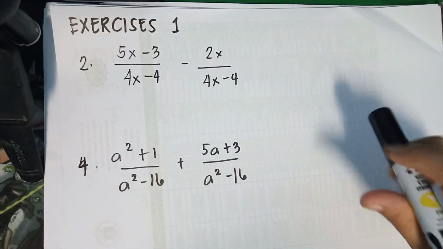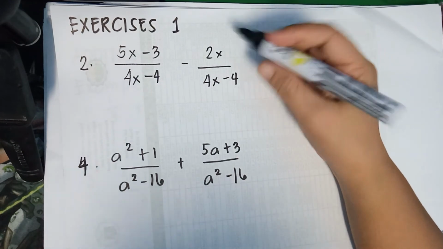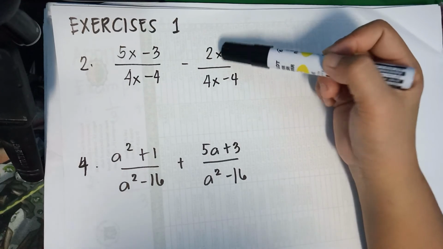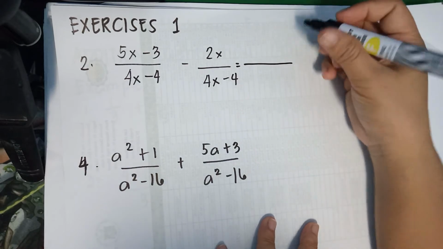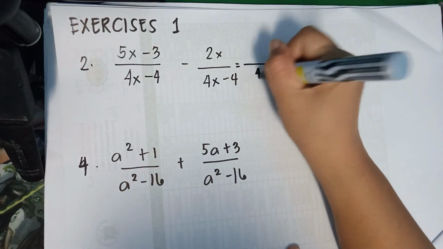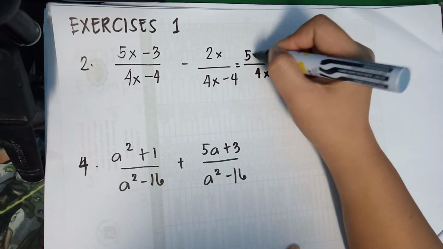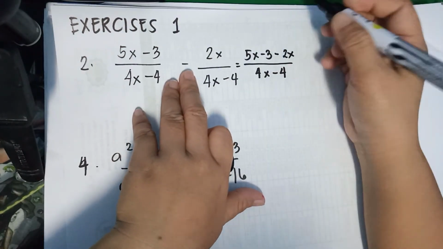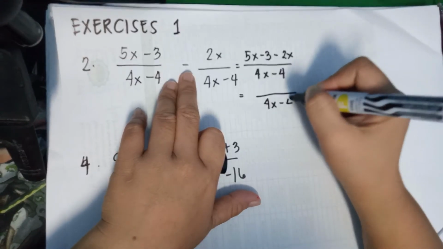Exercises number 1. Again, we will answer only those who are odd or even numbers. Number 2. 2x minus 3 over 4x minus 4 minus 2x over 4x minus 4. Since we have the same denominator, copy the denominator, 4x minus 4. Subtract the numerators. We have 5x minus 3 minus 2x. Next, still copy the denominator, 4x minus 4.